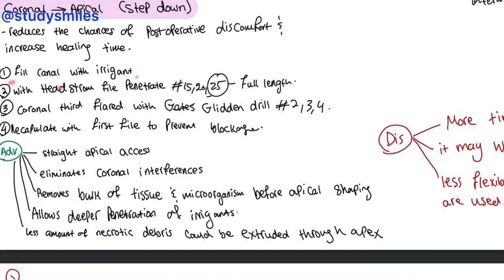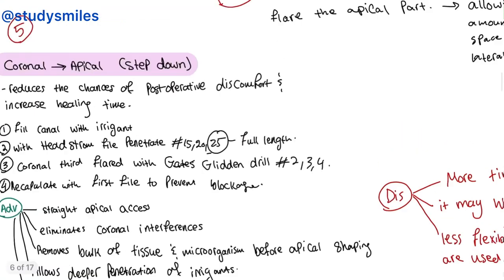So what you do is fill the canal with irrigants, and then with the Hedstrom file, you penetrate. Hedstrom is the one with the circle sign. We go 15, 20, 25 to the full length, all three. Then in the coronal third, flare with Gates-Glidden drills, and recapitulate with the first file to prevent blockage.